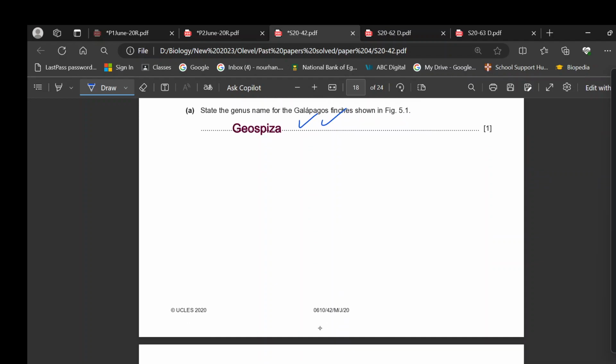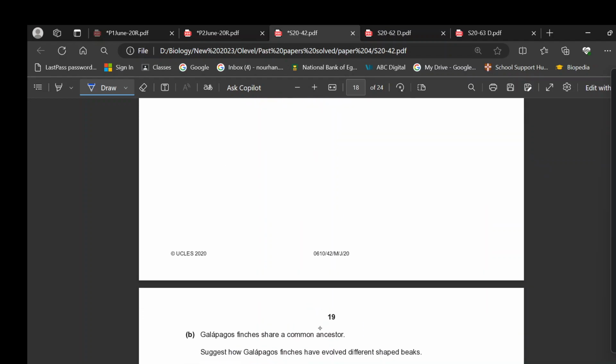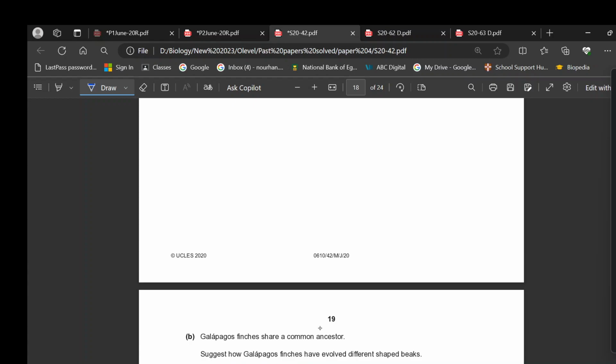Okay. The question is, Galapagos finches share a common ancestor. Suggest how the Galapagos finches have evolved different shapes of beaks. Before, they had one shape of beak, but then it evolved into different shapes.